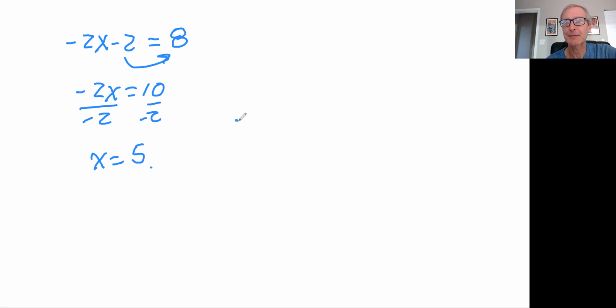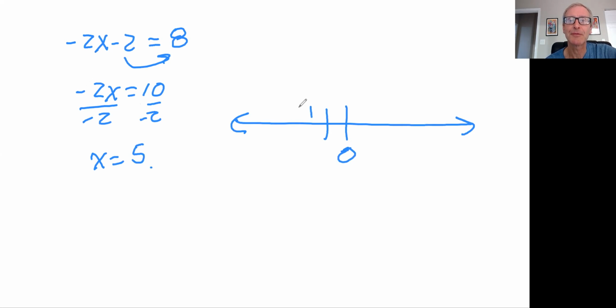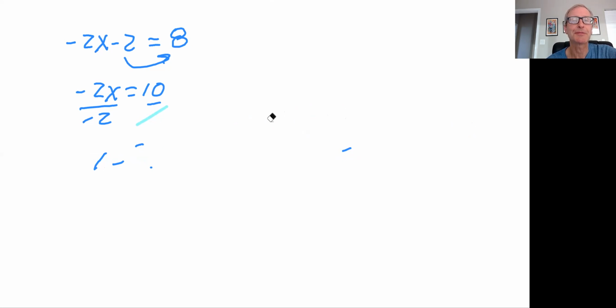Now remember, x is the horizontal variable in the Cartesian coordinate plane. So if you graph this, here's our 0 point, and you go over 5. This would be minus 5, and you put a dot right there. Hopefully, a nice little review. But what if we change the problem and it looks like this?